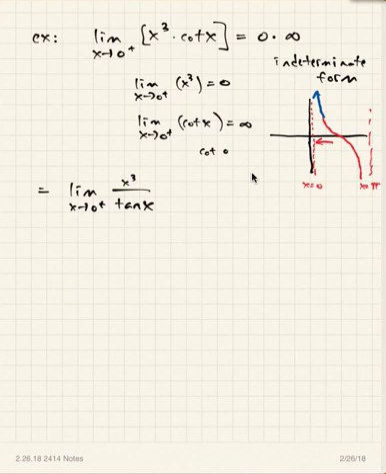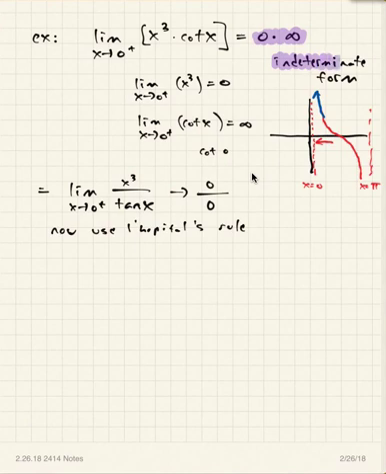And now what happens? Well, the numerator is 0 still, but now the limit of the denominator, the limit as x goes to 0 of tangent x, is also 0. And so now I can use L'Hopital's rule. So the moral to the story here is that even though you have an indeterminate form, you can't use L'Hopital's rule until you rewrite it so that it's either 0 over 0 or infinity over infinity. So that's what I've got now, 0 over 0. Now I can use the rule.